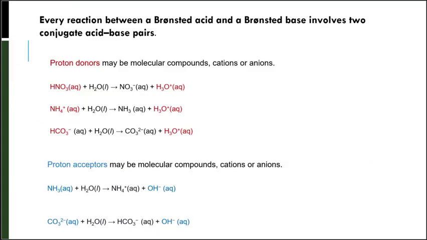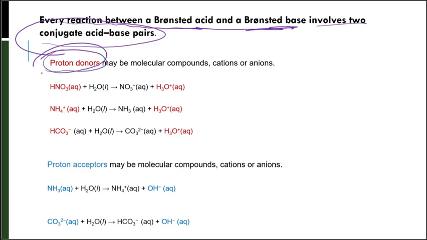We have 5 different reactions here. Every reaction between a Brønsted acid and a Brønsted base involves 2 conjugate acid-base pairs. Remember that proton donors may be cations, anions, or molecular compounds. Proton acceptors might be molecular compounds, cations, or anions. So take a minute and see if you can label. Let's just look at this first one.